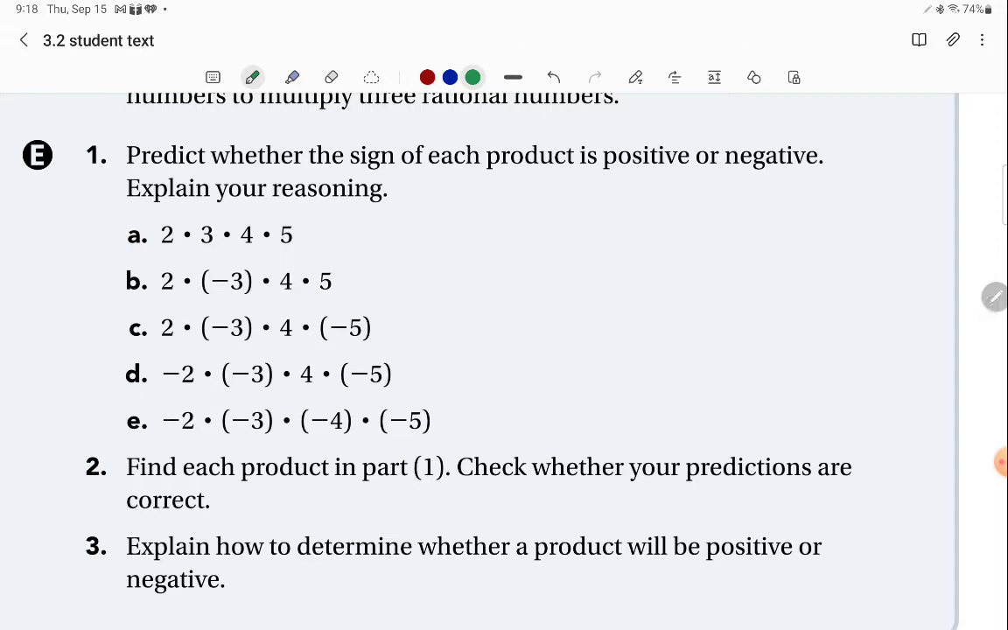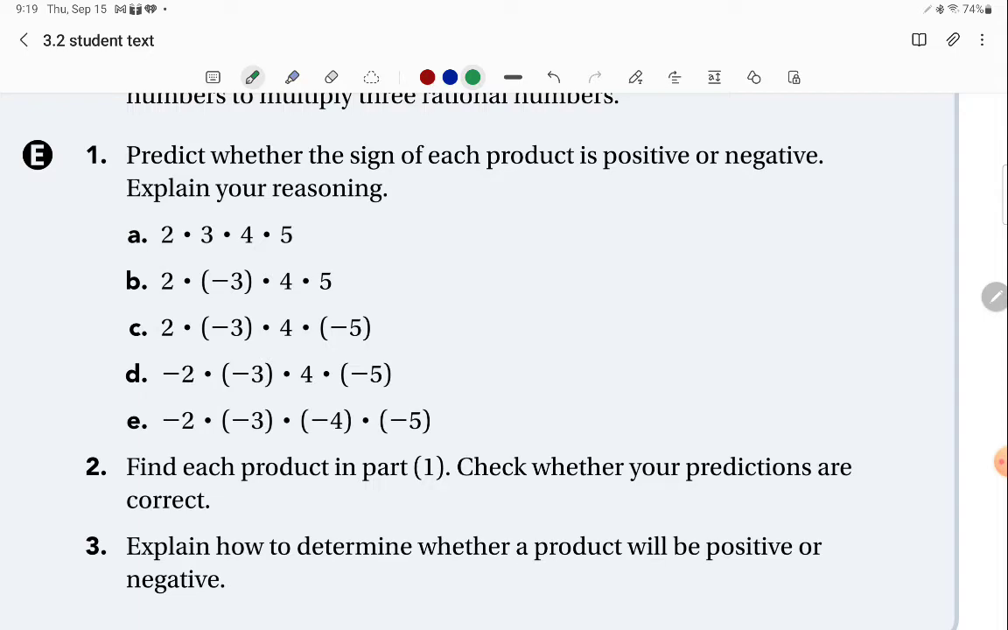Now with part E, the first part is to predict if it's going to be a positive or negative. And you notice on A through E, this looks like I have to do 1, 2, 3, 4, 5 different problems. But nope, it's all 2 times 3 times 4 times 5, every single one of them. The only difference is sometimes there's negatives on those numbers, sometimes they're positive, they mix it up. So part 1 is just going through, is your answer going to be positive or negative? Explain your reasoning. So pause the video, answer that for each one.